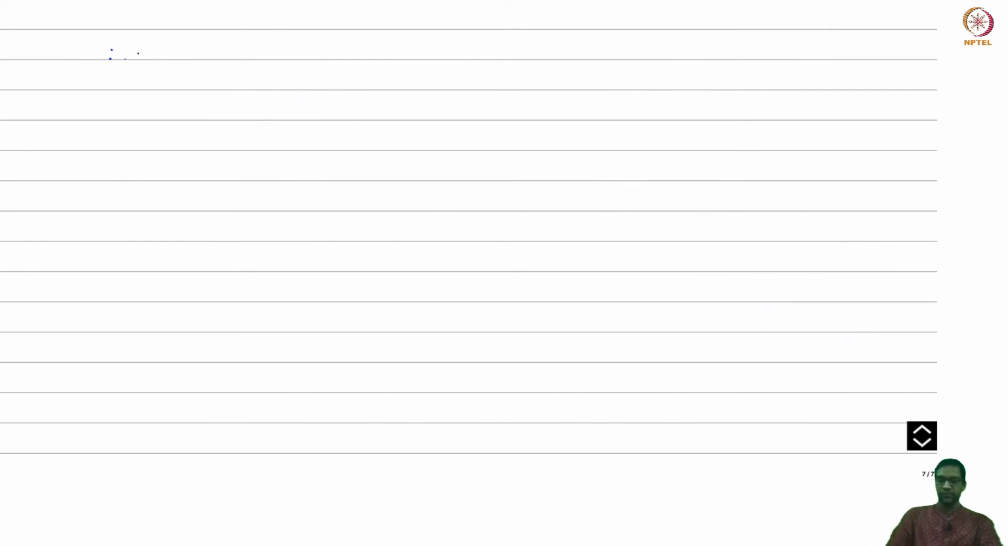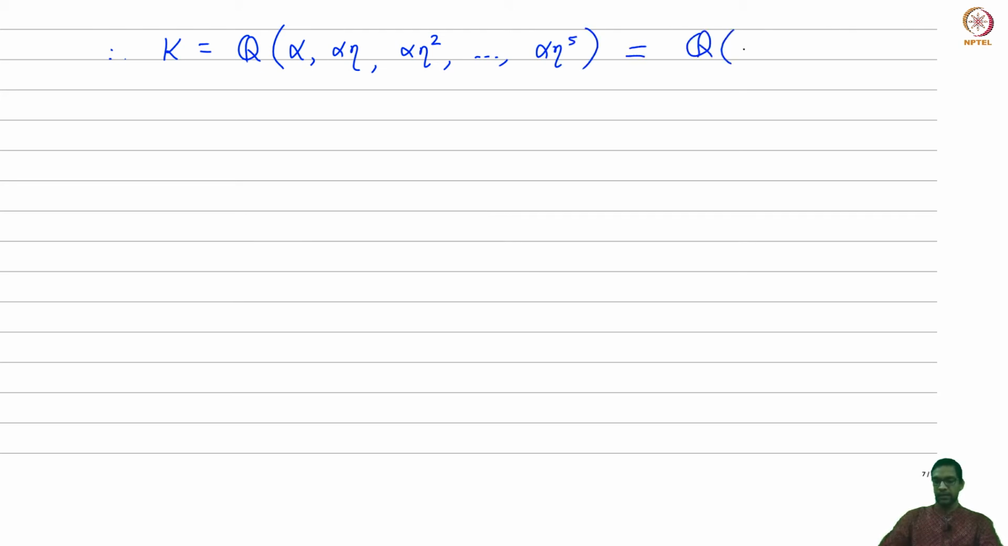Therefore, as before, what's the splitting field? I just take Q and adjoin to it these 6 fellows, alpha, alpha eta, alpha eta square and so on till alpha eta to the 5. And observe as before that I have to adjoin alpha definitely because alpha is not in Q. Okay, so quick observation here, alpha is not in Q.